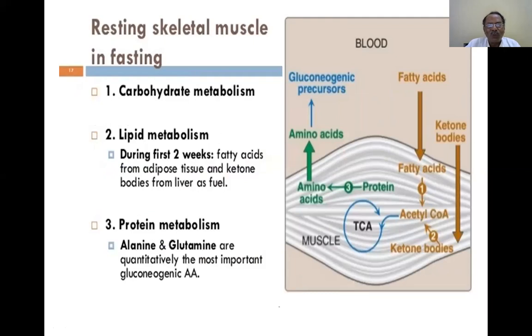In skeletal muscle, during the first 2 weeks, fatty acids from the adipose tissue, and ketone bodies from the liver, are used as a fuel by these skeletal muscles. Regarding protein metabolism in skeletal muscle, alanine and glutamine are quantitatively the most important gluconeogenic amino acids used as substrates. So gluconeogenesis precursors are released, and ketone bodies are utilized preferentially. Fatty acids are also being utilized in the muscle tissue.